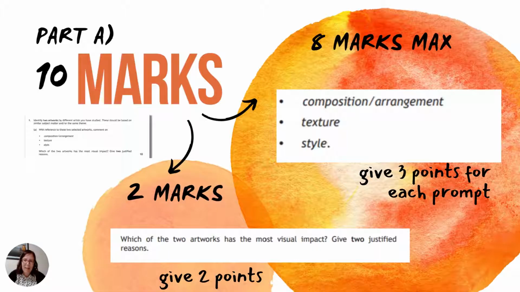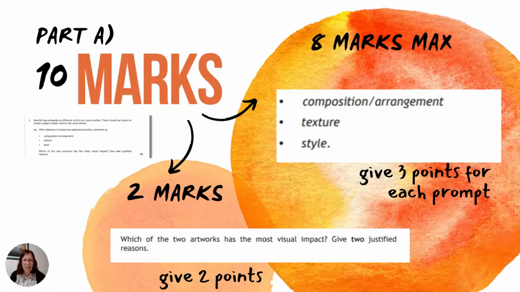By responding to these things, the maximum that we can get is 8 marks. That means that we probably have to say about 3 things for each of composition, texture and style. If we got all those, that would give us 8 marks out of 10 so far. Remember, you've got 2 artists, so you could say something about composition in your first artist, 1 point, something about composition for your second artist, another point, and then something else choosing from either of the artists.